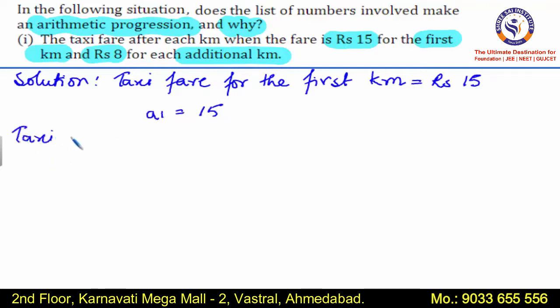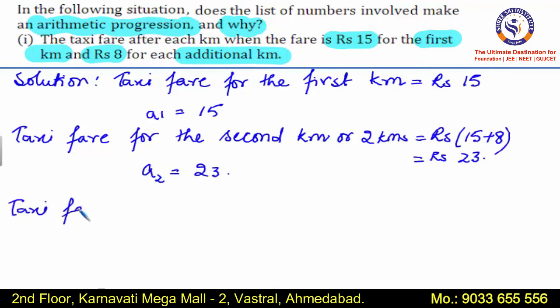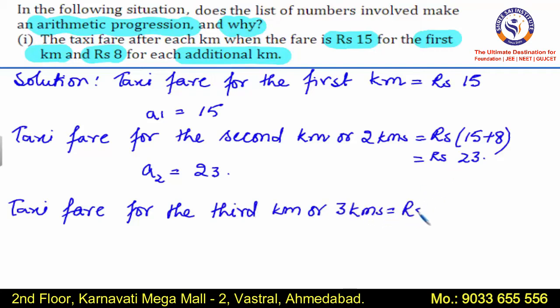Now, the taxi fare for the second kilometer, or we can say that for 2 kilometers, is equal to rupees 15 plus 8, and this is equal to rupees 23. And let us suppose A2 is equal to 23. Similarly, taxi fare for the third kilometer or for 3 kilometers is equal to rupees 23 plus 8, since for each additional kilometer rupees 8 is added, and this is equal to rupees 31. And let A3 is equal to 31.